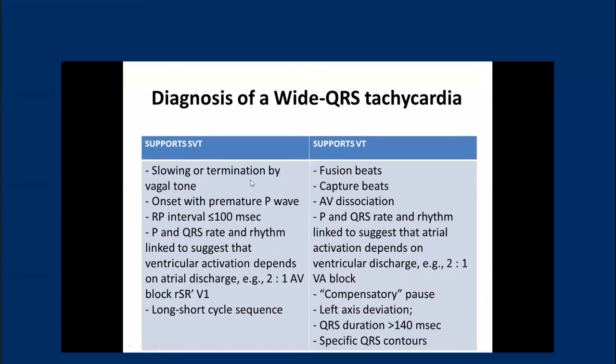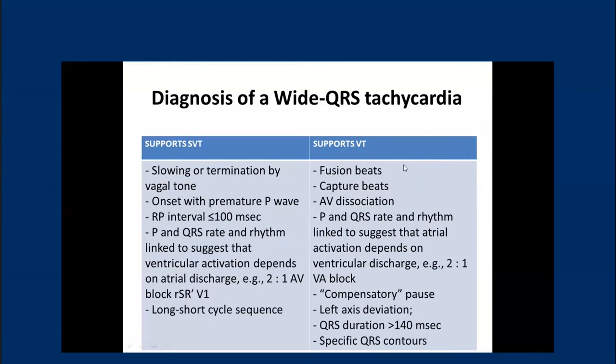So the slowing or termination by vagal tone tells us that the AV node is involved in the mechanism of the arrhythmia, and thus that is suggestive of SVT, not ventricular tachycardia. And onset with a premature P wave is also suggestive of SVT. And the link between the P and QRS, whereby we have more P waves than QRS waves, is also suggestive of SVTs.